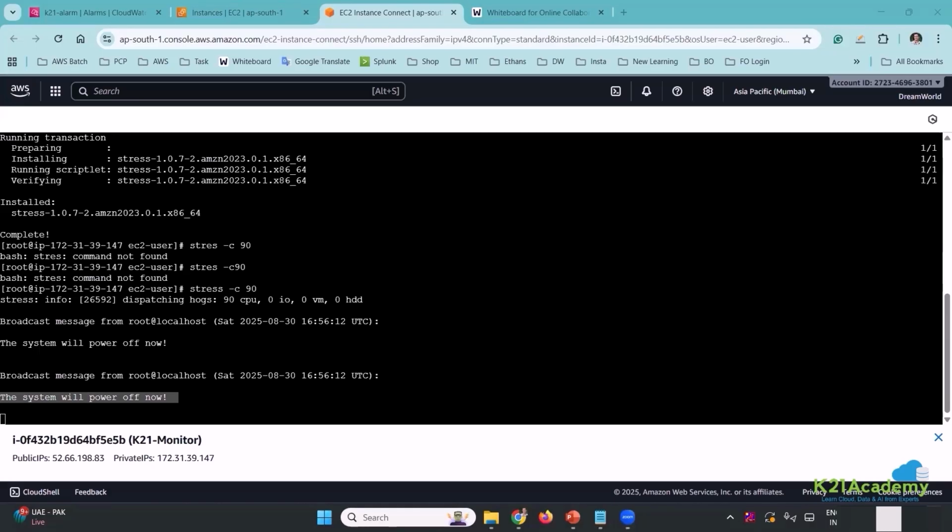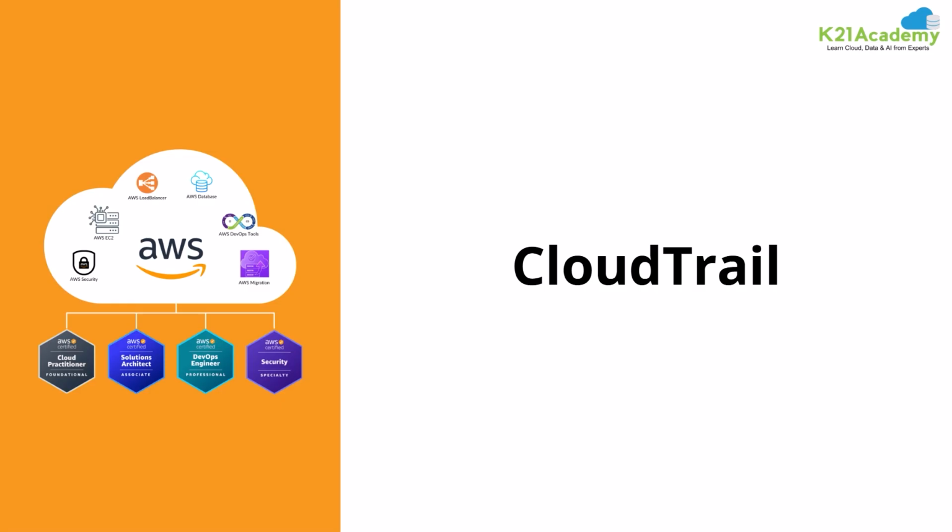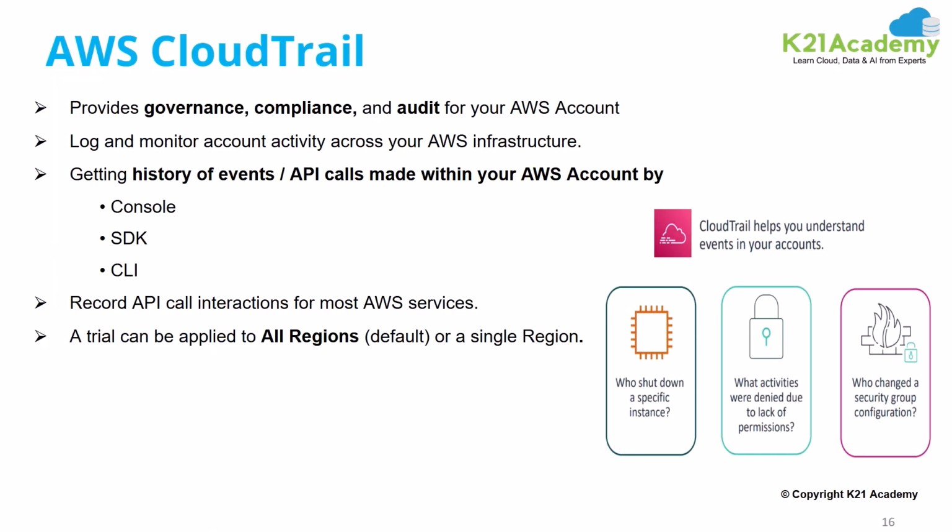So what exactly is CloudTrail and how does it work? CloudWatch only monitors the resources, whereas CloudTrail monitors your account activity. So now the next one, as I said, CloudTrail. CloudTrail provides insight into who did what and when by tracking user activity and API usage.